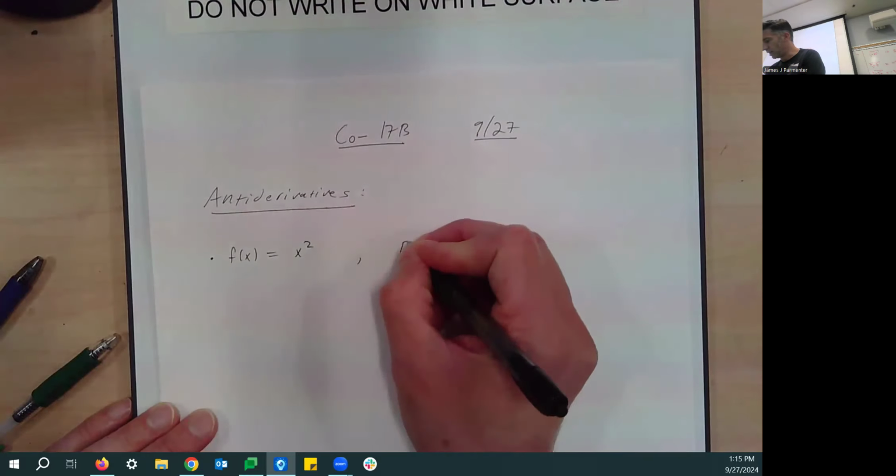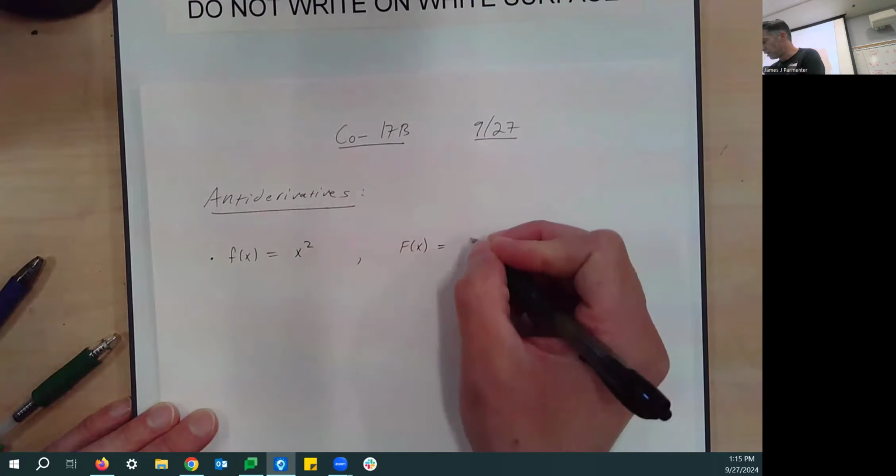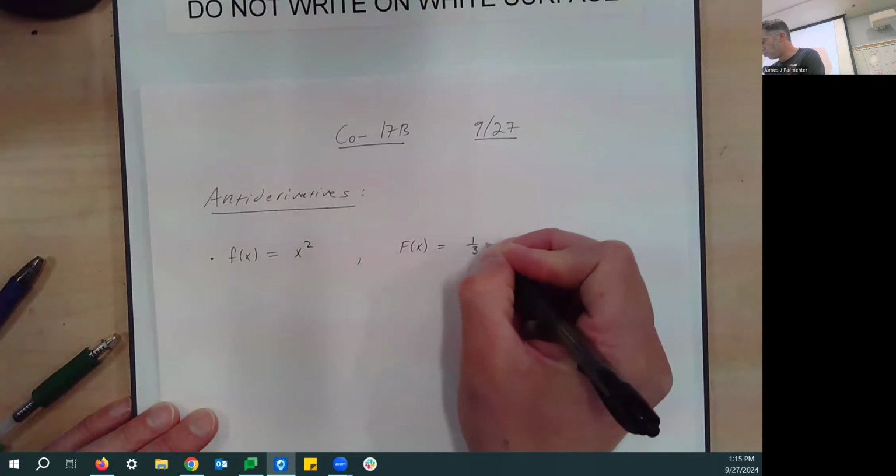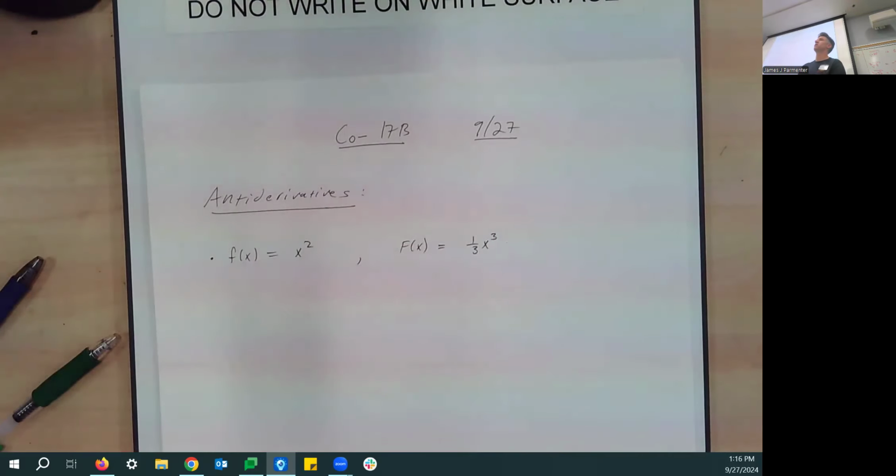So the antiderivative is 1/3 x cubed plus any constant you like. Plus 2, plus pi, plus e, plus the square root of 7. We don't want to write all those, so we're just going to write plus c.